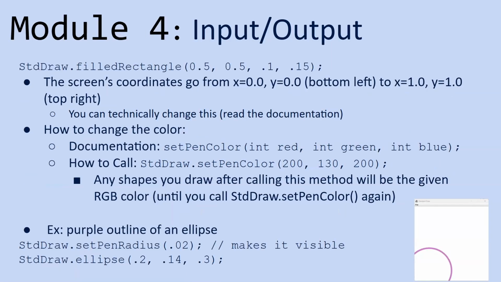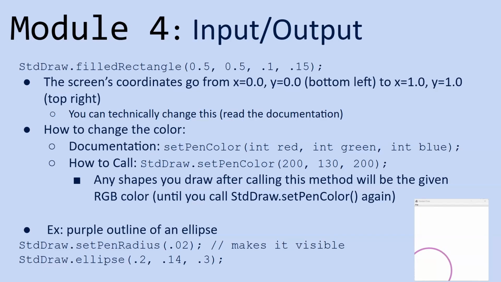And so for a little bit more of an explanation for this rectangle line, this overall StdDraw screen's coordinates go from the bottom left, x being 0 and y being 0, to the top right, x being 1 and y being 1. So that's why 0.5 was in the center of the screen, and why 0.1 and 0.15 had that scale on the screen. I mean, you can technically change that if you read the documentation, but you don't need to for this course definitely.